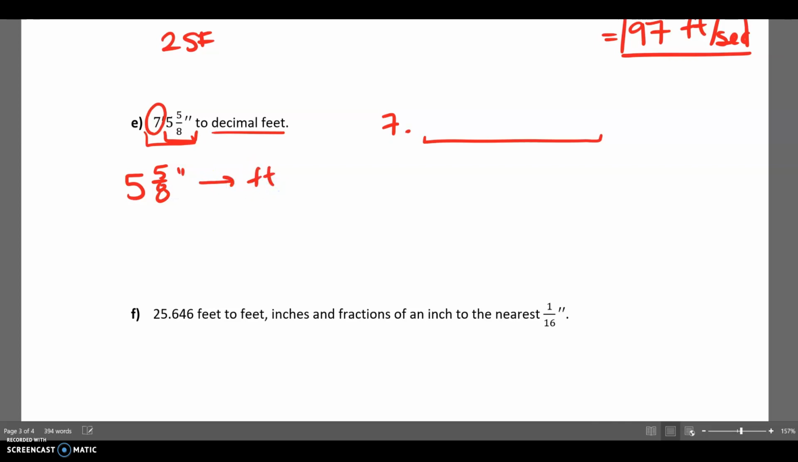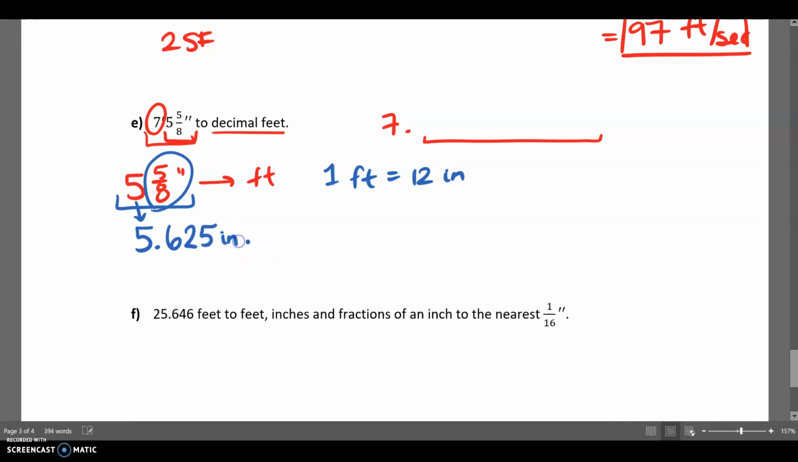I know that 1 foot has 12 inches, so I can do the unit conversion, but it can be easier to work with this 5 5/8 of an inch in decimal form. Remember to convert 5/8 into a decimal. You simply do the numerator divided by the denominator, or 5 divided by 8, and this would give you 5, the whole number. 5 divided by 8 is 0.625. So 5 5/8 of an inch is 5.625 inches.